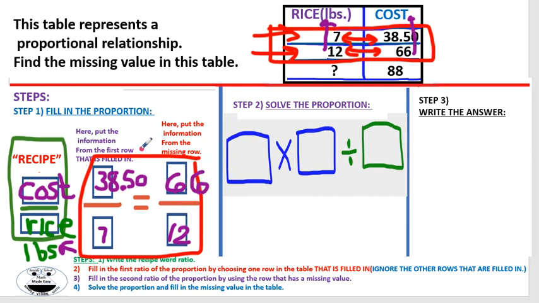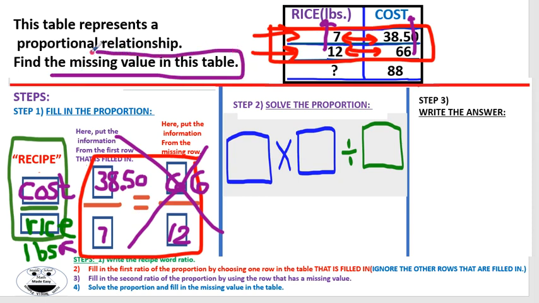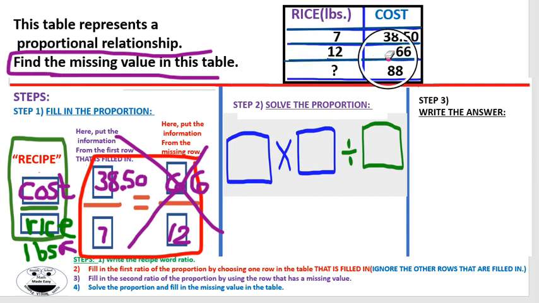Why can't we do this? This is wrong. Why? Because, yes, this is a proportion, but we need to find the missing value in the table. And if we look at our proportion right now, everything is filled out. This is not going to help us solve for the missing value. The missing value is here in this last row. So we need to make sure that whatever rows we pick, one of the rows must be the row with the question mark, with the variable that is missing. Otherwise, we're just going to have a proportion that's filled in and there's nothing to solve.